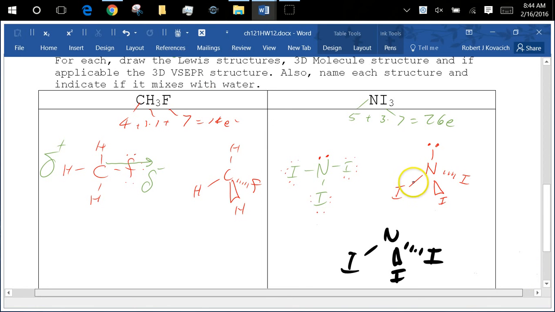Not just the lone pairs, the electronegativity difference here is going to cause this side here to be negative and this side here to be positive. It's closer to fluorine. Yeah.